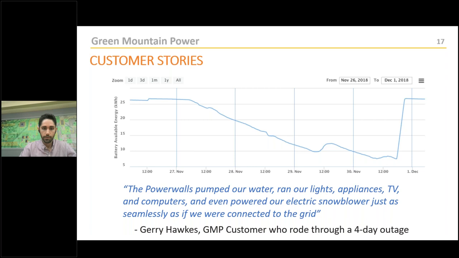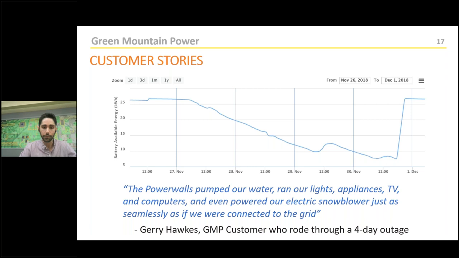So just a little bit about how it's gone. That was in 2017. That program was fully subscribed. And not only were we able to see cost savings, but some really amazing instances of customers riding through long outages. In this case, a customer who had solar paired with the batteries was able to stay up and running for a four-day outage. He wasn't exactly being stingy with his usage.